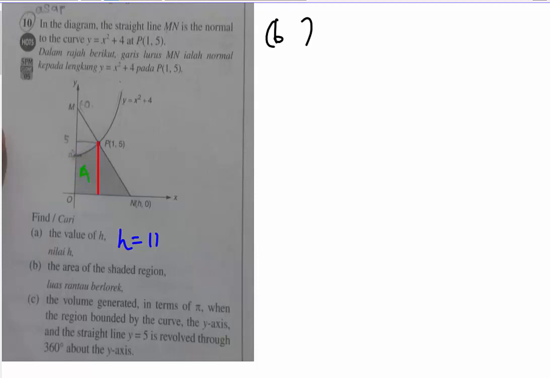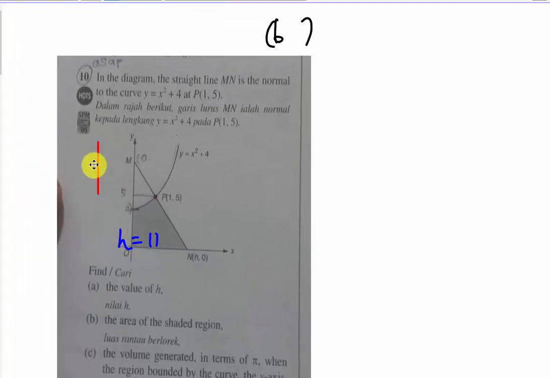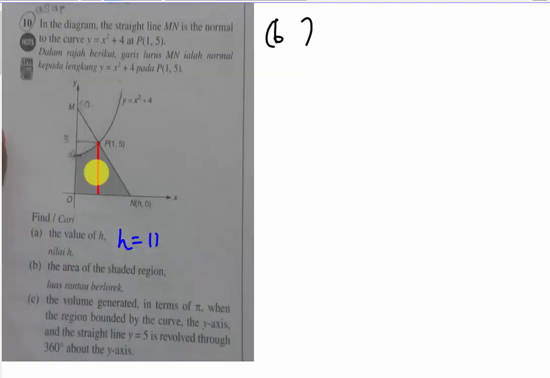It's very hard to see in green now. Okay, let me use blue. Okay, this is part A, and this is part B. All right. So do you see that? Okay, part A. What's special about part A is you just need to integrate the curve from 0 to 1 because P is 1, 5, right? So I know the value here will be 1. You just need to integrate the curve toward the x-axis, from 0 to 1.